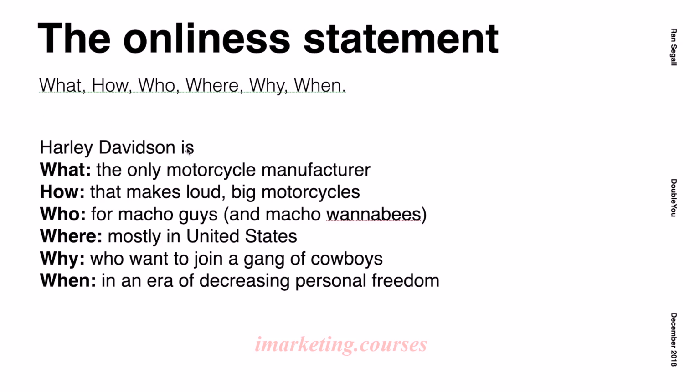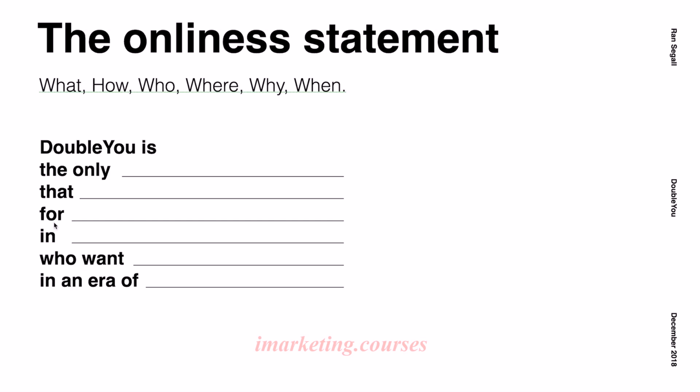So Harley Davidson is the only, and this is why it's called the onlyness statement, because you're trying to describe the thing that only you do, right? So Harley Davidson is the only motorcycle manufacturer that makes loud, big motorcycles for macho guys, mostly in the United States, who want to join a gang of cowboys in an era of decreasing personal freedom. So clarifying these, answering these questions for your own company, will help clarify what the value proposition is, who it is for.